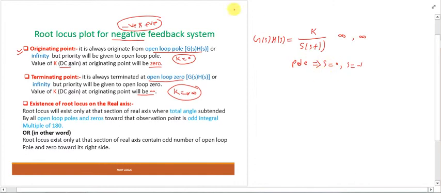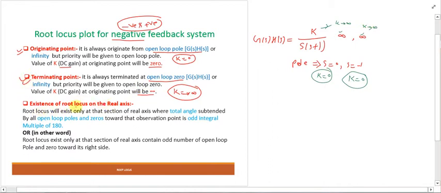At the poles, the value of k is 0. At s equal to 0, the value of k is 0. At s equal to minus 1, the value of k is 0. But at the zeros, which are located at infinity, the value of k tends to infinity. Clear? That is the terminating point.